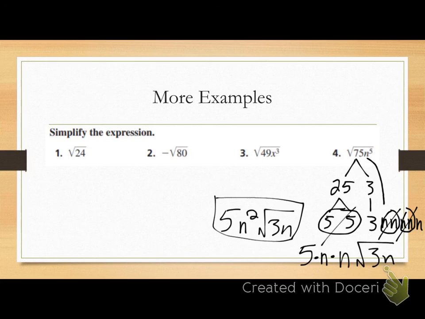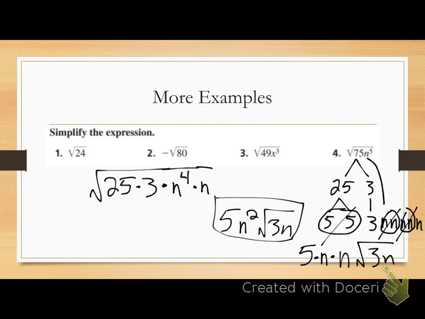If I was using product property, what's the biggest perfect square that goes into 75? 25. Make sure we know what the perfect squares are. You may want to have a list of them at the top of your paper if you're using the product property. So I'd break this down into 25 times 3 times, what's the biggest multiple of 2 that's less than or equal to 5? 4. So I'd break this down into n to the 4th times n. Does everyone see that?